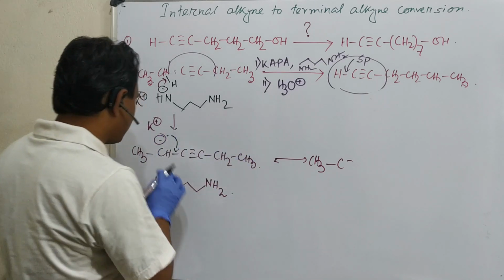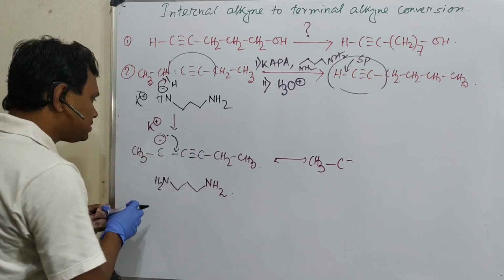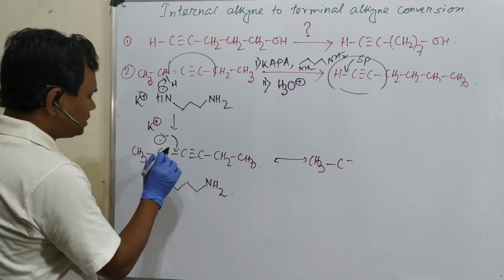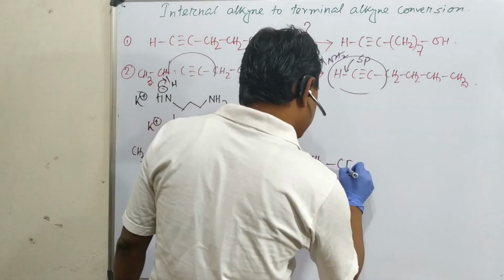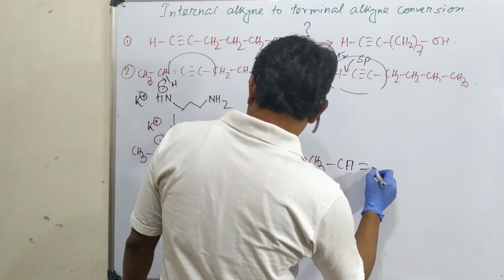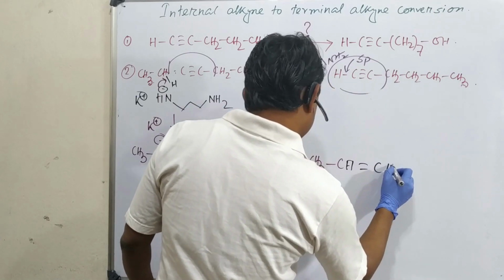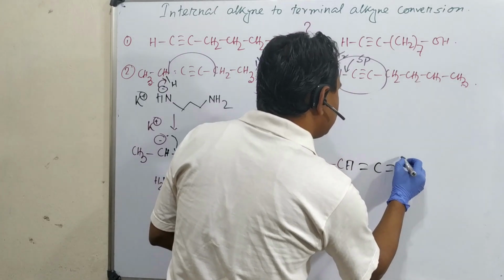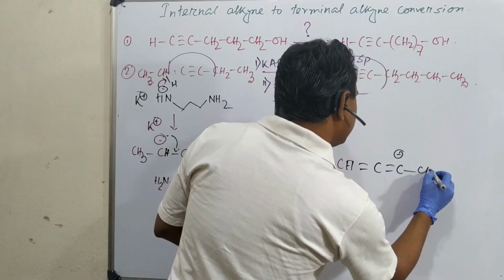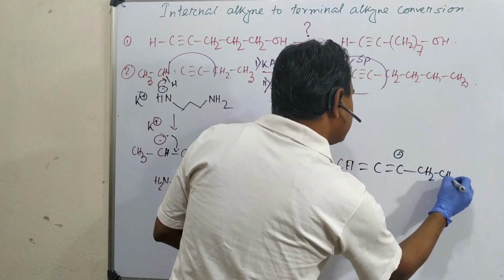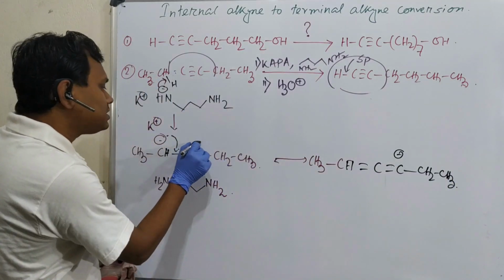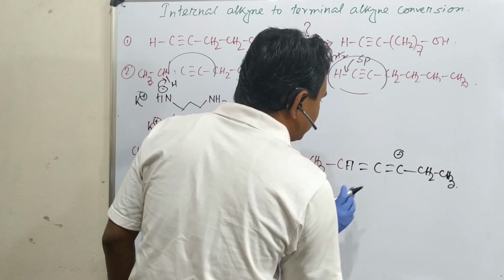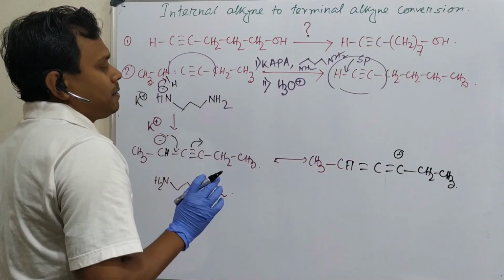So sorry, it should not be CH. I made a mistake. This should not be H. Fine. Sorry, no, there should be H. Okay, fine. CH, now double bond with C, and double bond C minus with CH2 CH3. Okay, so this is open now. Now another carbanion is generated, from one to another.